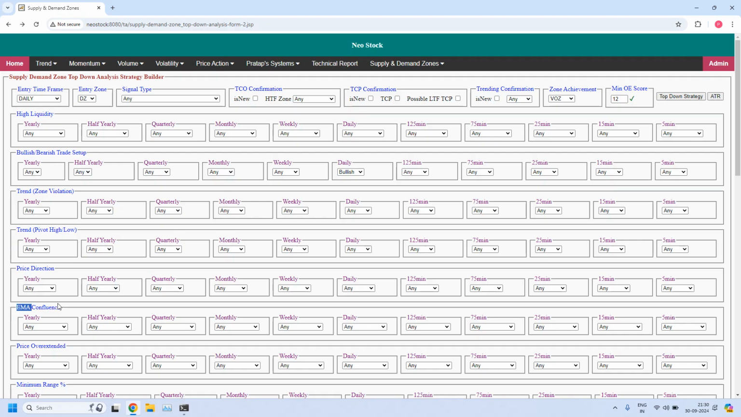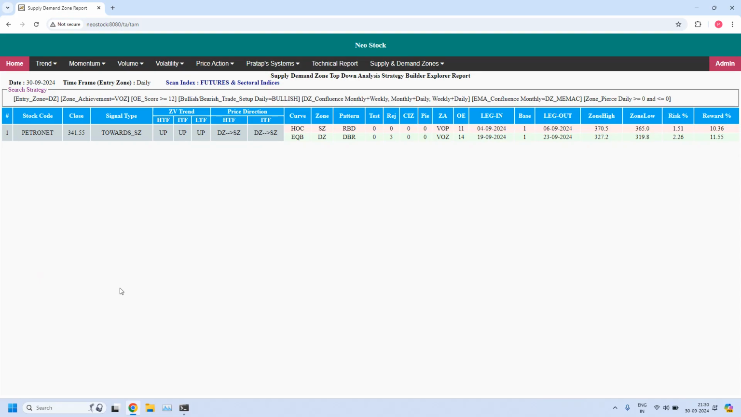So in the EMA confluence at monthly time frame, I am selecting monthly demand zone with monthly EMA confluence. Let's verify. Only 1 stock is filtered. So it's a high probability setup.